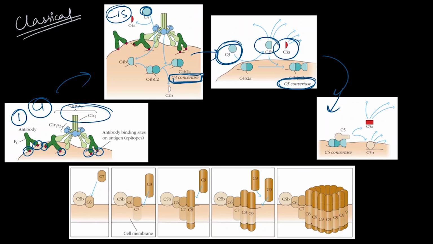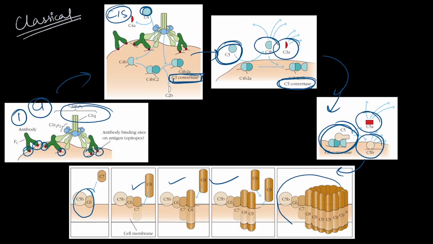So after C5 convertase, the C5 convertase will convert C5 into C5a and C5b. After this, C5b will bind with C6, C7, C8, and at last they will form a MAC complex, membrane attack complex, which will be used for rupturing the cell membrane of the microbes or pathogen. So this is how the role of the antibody was just to initiate the complement cascade, and further the rupturing of the membrane occurred.